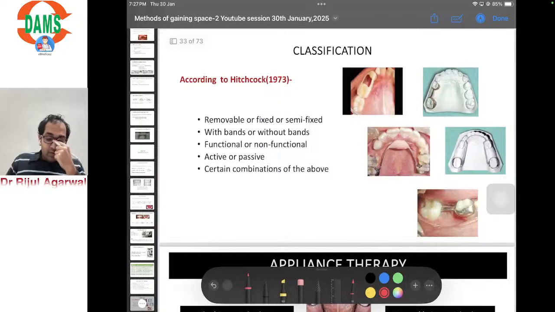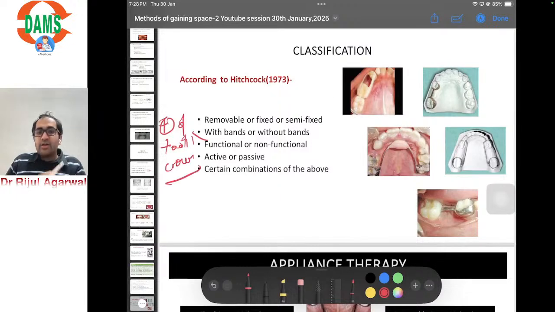So what is the classification? According to Hitchcock, it can be removable, fixed, or semi-fixed. It can be with or without band, functional or non-functional. Functional means the presence of a tooth or crown on it, so that it can aid in function. That is, the major function of the space maintainer at this time is chewing. Non-functional is like a banded one without a crown or tooth on it. It can be active or passive. An active one becomes a space regainer and a passive one is a space maintainer, and it can be a combination of the above as well.